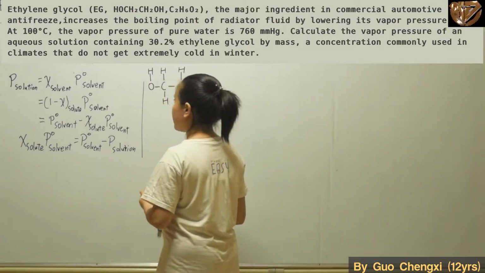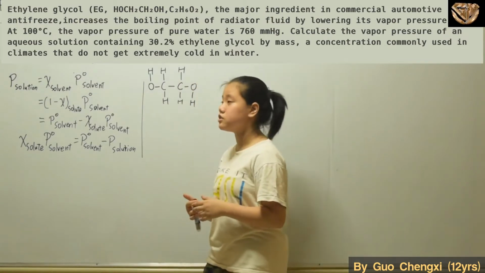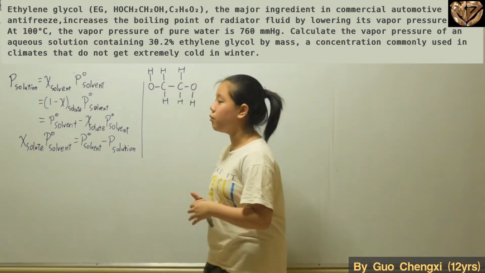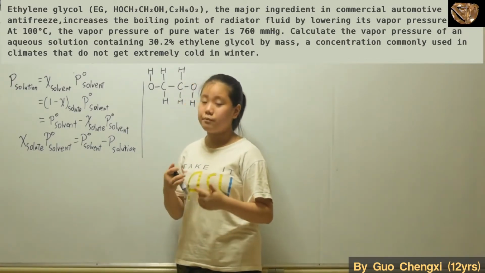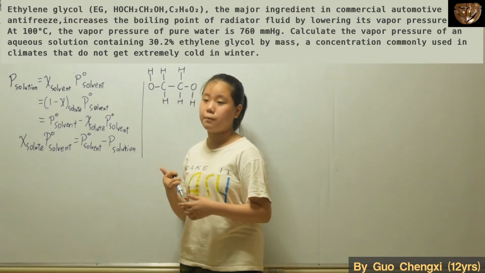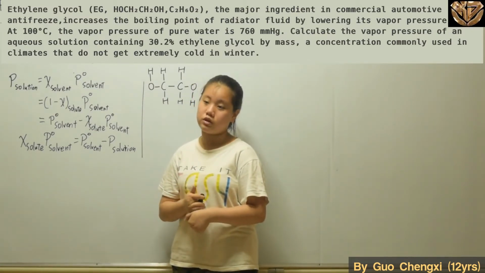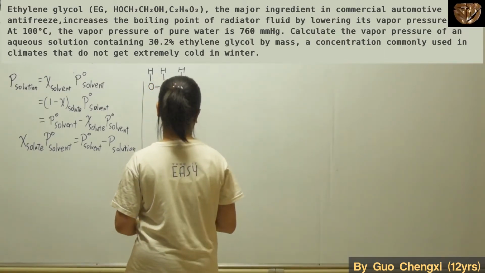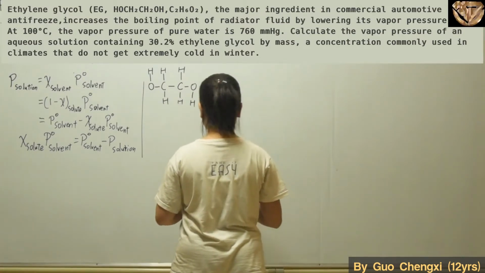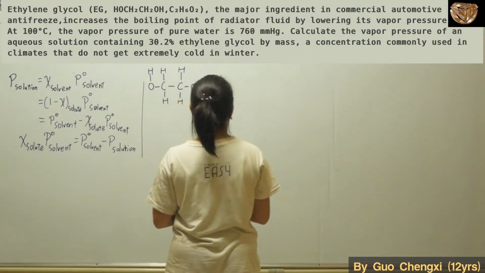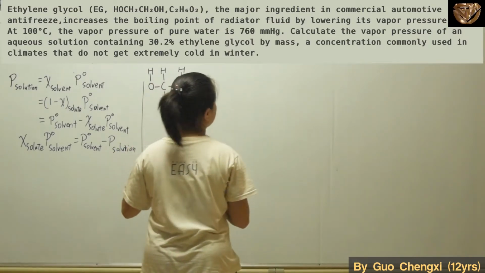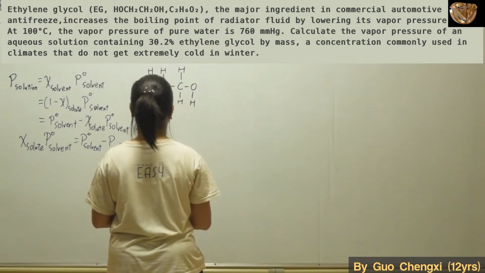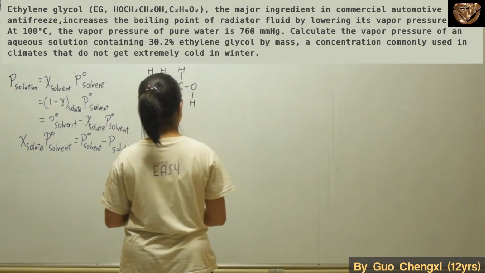Ethylene glycol, on the other hand, is used in a lot of materials. You can find it almost everywhere. It can be used for carpets, for bathtubs and all those, okay? So there are a lot of uses for it. Now moving on to the next part: increases boiling point of radiator fluid by lowering its vapor pressure.